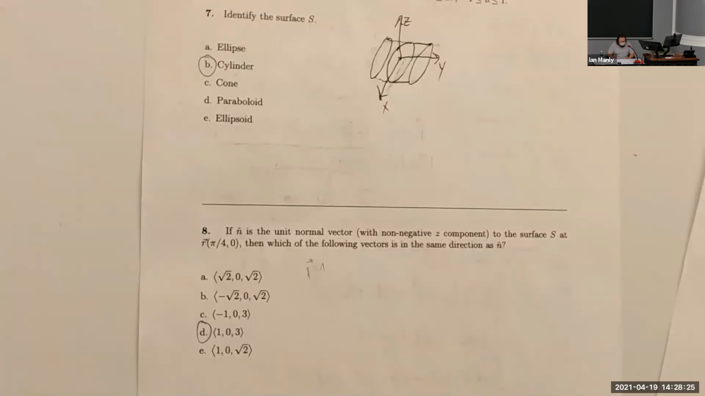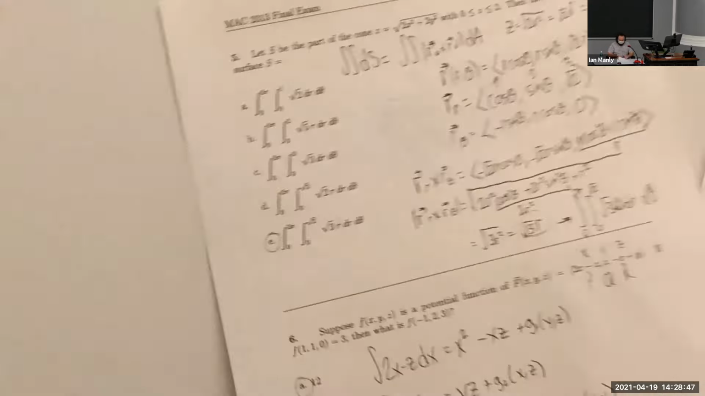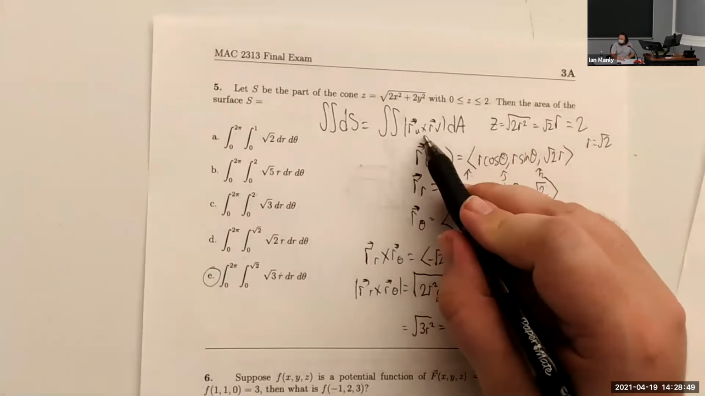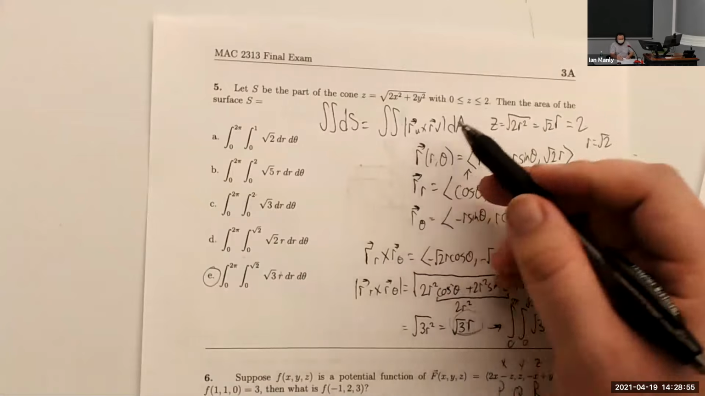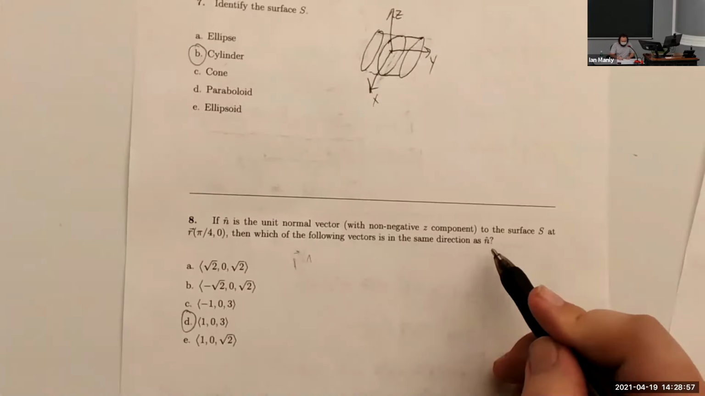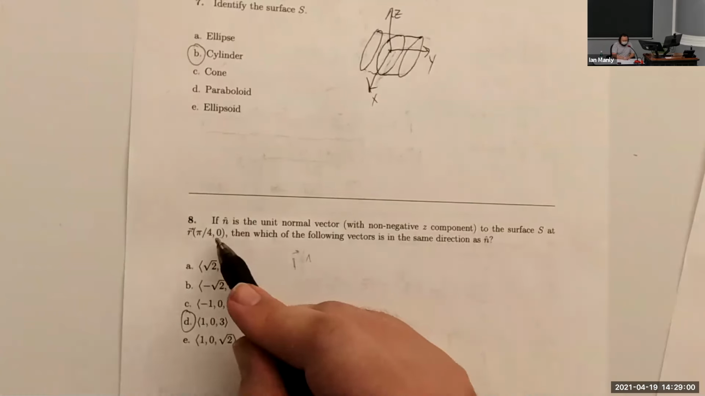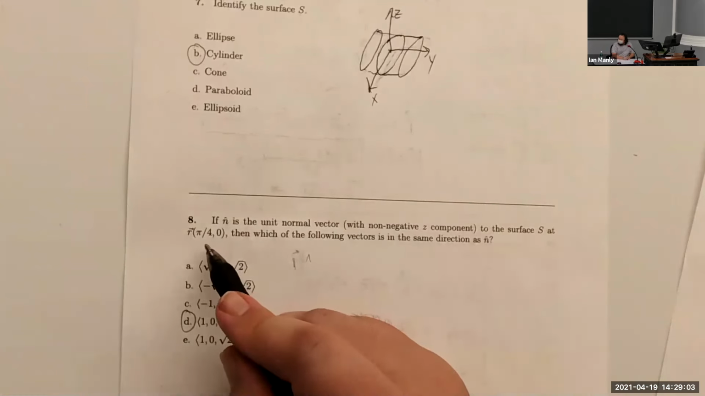All right, now suppose n hat is the unit normal vector with non-negative z component to the surface S at r(pi over 4, 0). Which of the following vectors is in the same direction as n hat? Okay, now this is where we're going to come back to what I was talking about earlier with RU cross RV. What did I write? Oh, it was on the other side of this page. Yeah, so remember someone asked here, and they were very perceptive to notice this. RU cross RV is a normal vector. So that's exactly how we're going to get our normal vector in this problem. We're going to compute RU cross RV at this point right here.